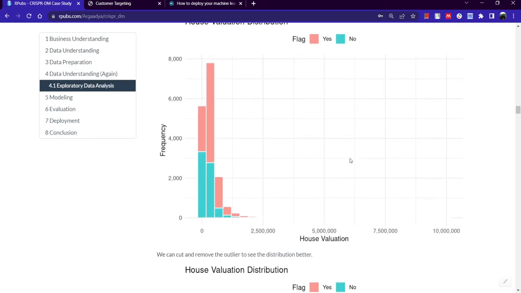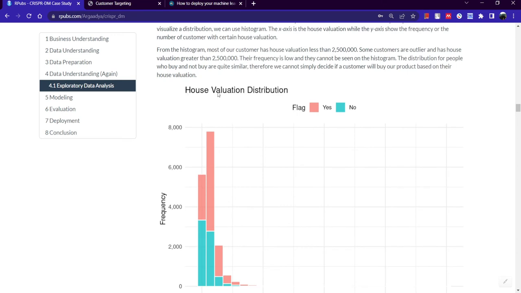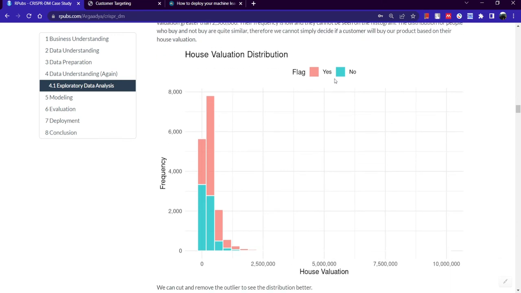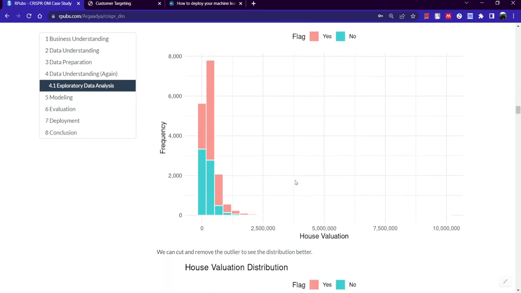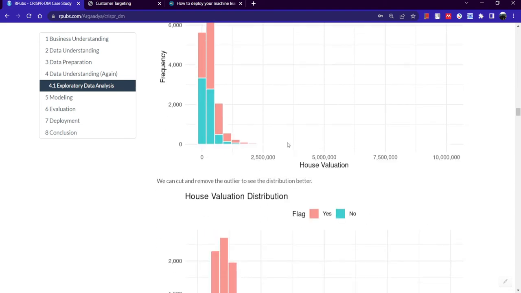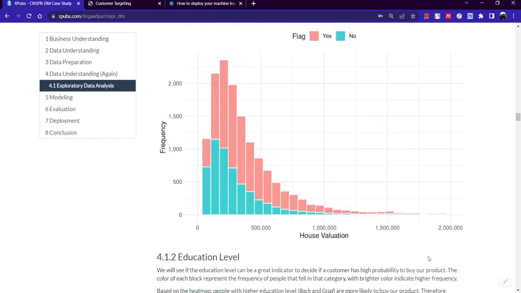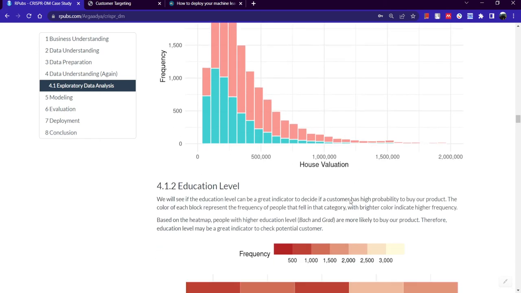Okay, so for example, they got some visualization looking at house valuation distribution for those customers in light of whether the customer has made a purchase or not. So we see the figure shows mixed results, mixed flags based on the house valuation, and then they also decided to trim those houses. We have a few houses that exceed the value of 2,500,000 and keep it just up to, I think, 2 million.